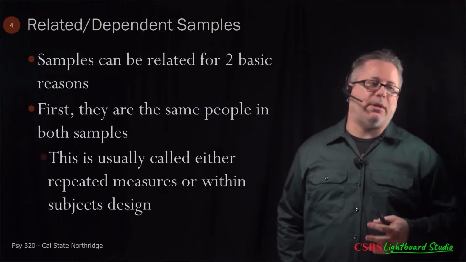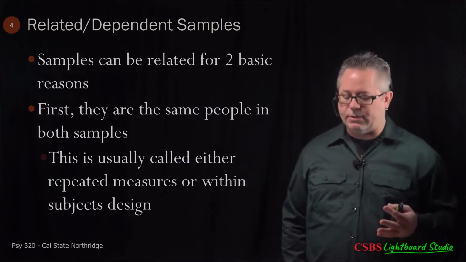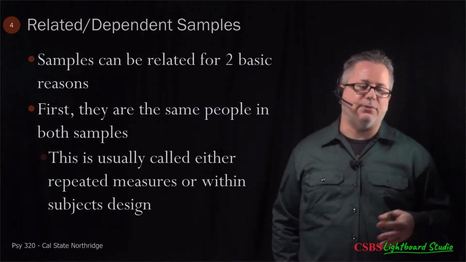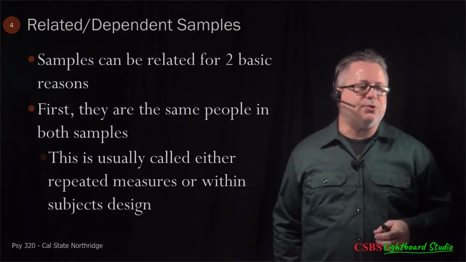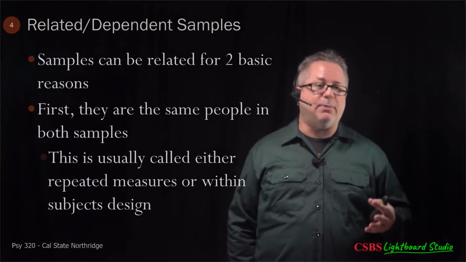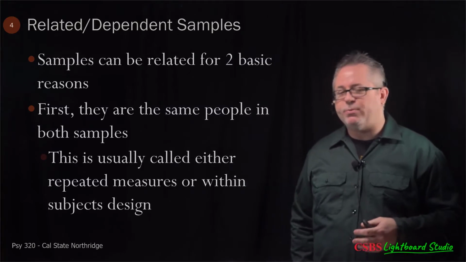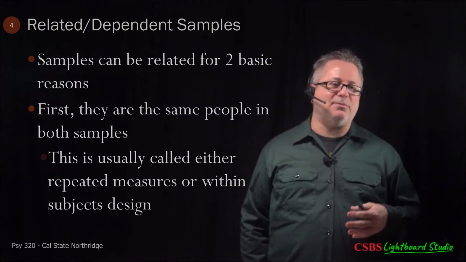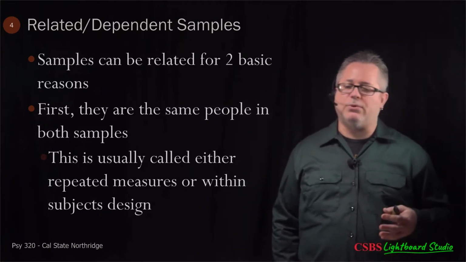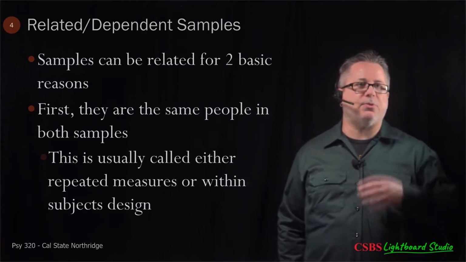So samples can be related for two basic reasons. In general, if you get specific, there's more, but in general, there's two reasons. First, they're the same people. So scores are going to be related because they're from the same people twice. This is usually called repeated measures, or sometimes within subjects.